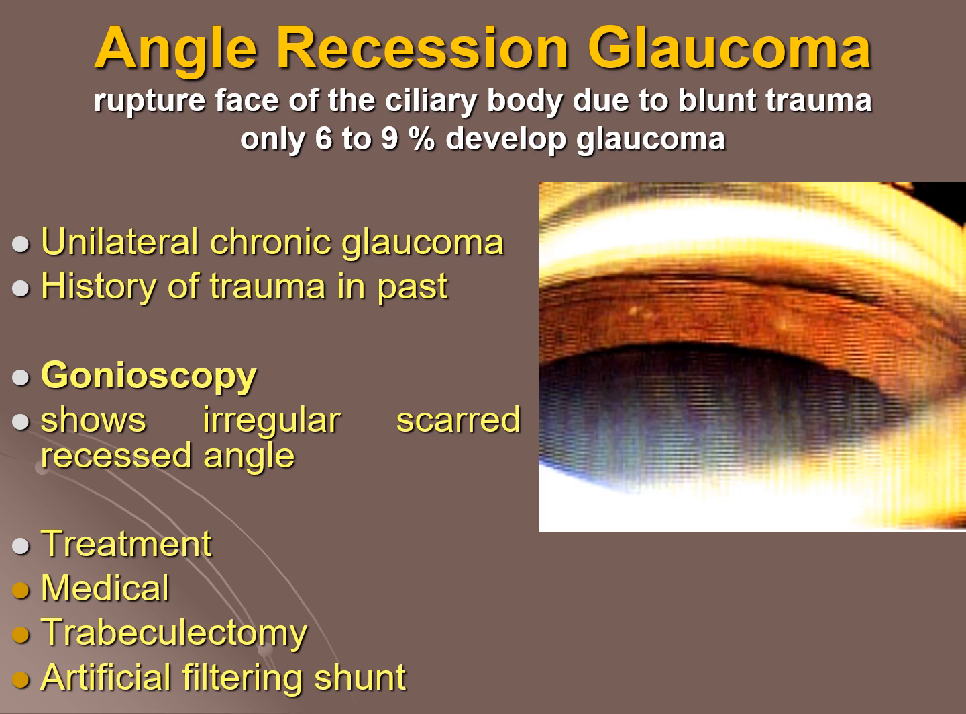Gonioscopy shows an irregular, scarred, recessed angle. Here you can appreciate the recessed angle. And what is the treatment? Initially treatment is medical, but it usually fades, and ultimately you have to do a trabeculectomy, and if it fails, an artificial filtering shunt is the answer.